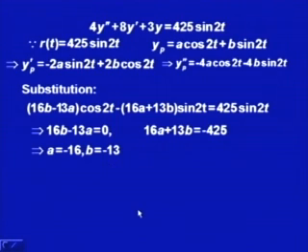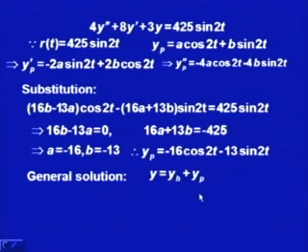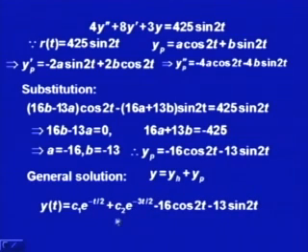So, what will be our particular solution? yp would be minus 16 cos 2t minus 13 sin 2t. So, what will be the general solution for this non-homogeneous equation? That would be yh plus yp. Now, yh we do remember that we have c1 e to the power minus t/2 plus c2 e to the power minus 3t/2, and plus this yp, that is minus 16 cos 2t minus 13 sin 2t.